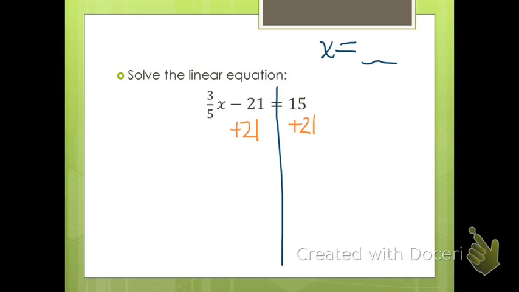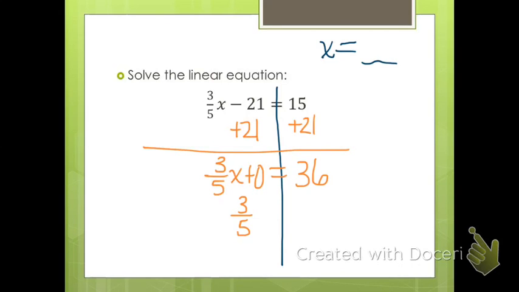So I add 21 to both sides, and that gives me 3/5 x is equal to, and now I need to add on this side. The negative 21 plus 21 was 0, so I don't need to show that. I could put it here for now, plus 0, just so you know I didn't ignore it. And then 15 plus 21 is 36. So 3/5 times x equals 36.